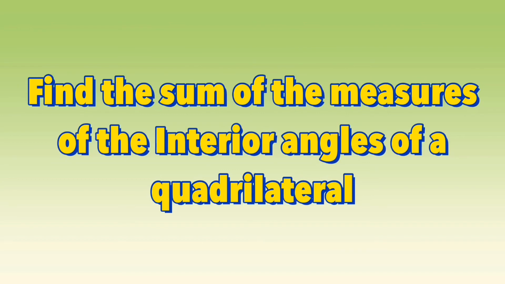Okay, the second problem, find the sum of the measures of the interior angles of a quadrilateral. When we see quadrilateral, it has 4 sides. So our solution to find the sum of the interior angles, we have S equals n minus 2 times 180. We substitute 4 for n because a quadrilateral has 4 sides, so 4 minus 2 times 180. Then 4 minus 2 equals 2, times 180. So the sum of the interior angles of a quadrilateral is 360 degrees.